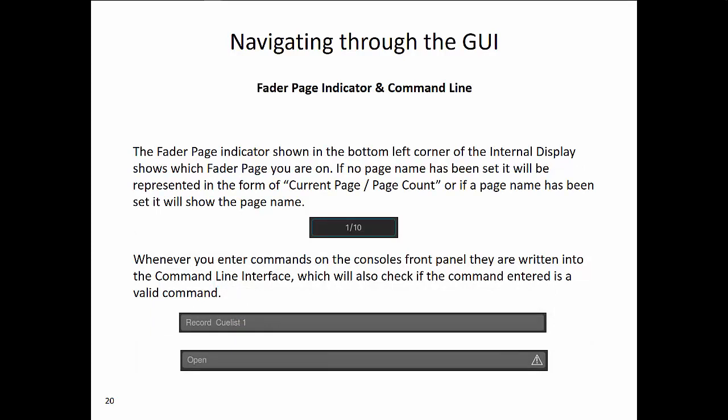Fader page indicators and the command line. The fader page indicator shown in the bottom left corner of the internal touchscreen display shows which fader page you are on. If no page name has been set, it will be represented in the form of current page/page count. Or if a page name has been set, it will show that name. Whenever you enter commands on the console's front panel, they are written into the command line interface, which will also check if the command entered is a valid command.